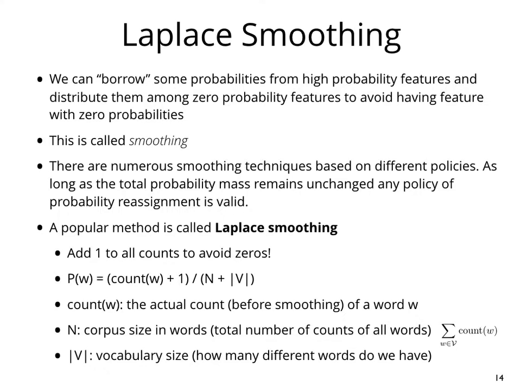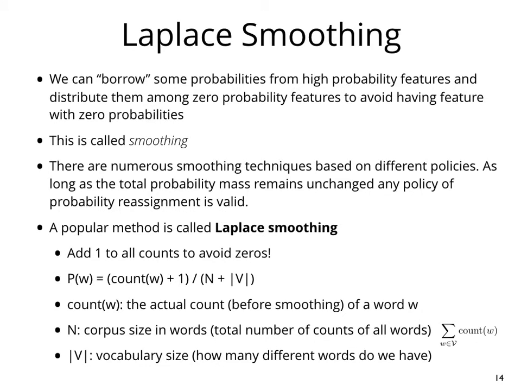It's also called additive smoothing, because we add +1 to all counts, and then we divide by the number of features, the vocabulary size, which is shown by the cardinality of the set V here. That way we make sure that the total probability will always be equal to 1.